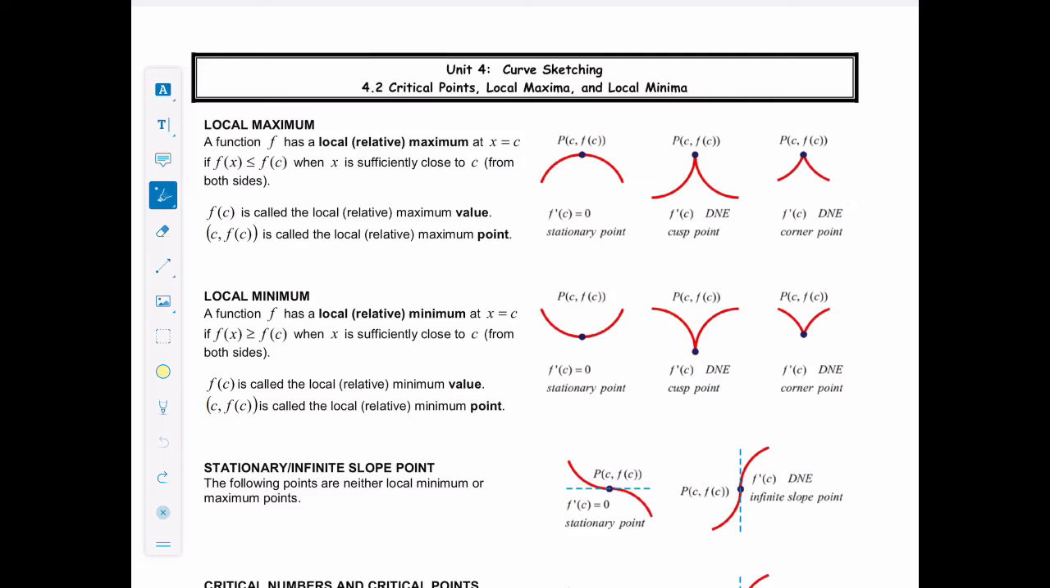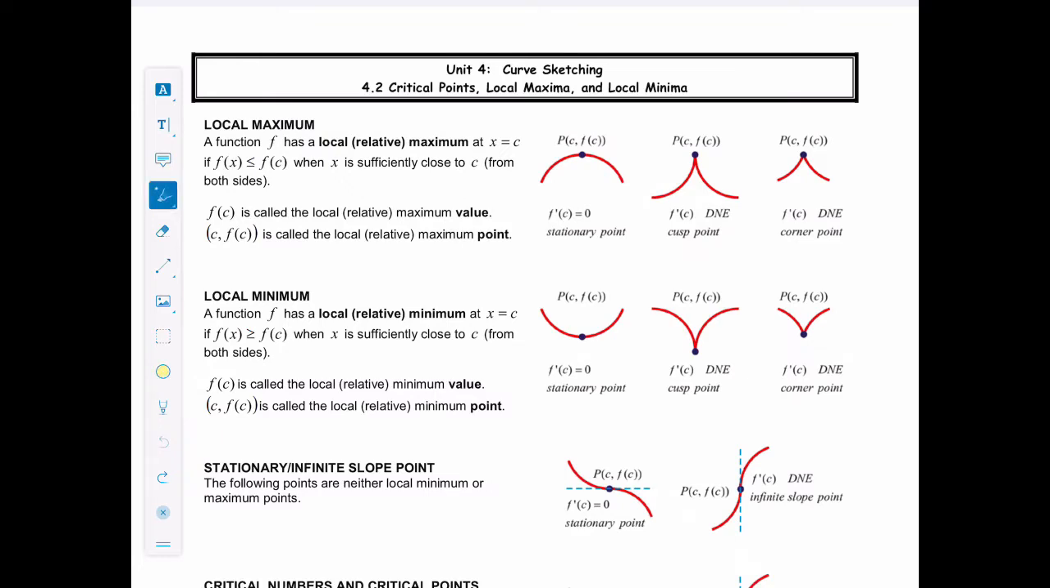We're going to do lesson 4.2, which is critical points, local maxima, and local minima. A local maximum, if we remember how we did it in the past, is we took the derivative of the function and found out when the derivative is equal to 0, and that would give us our critical points, and we would test our critical points. So it's going to be along the lines of that concept again, right?